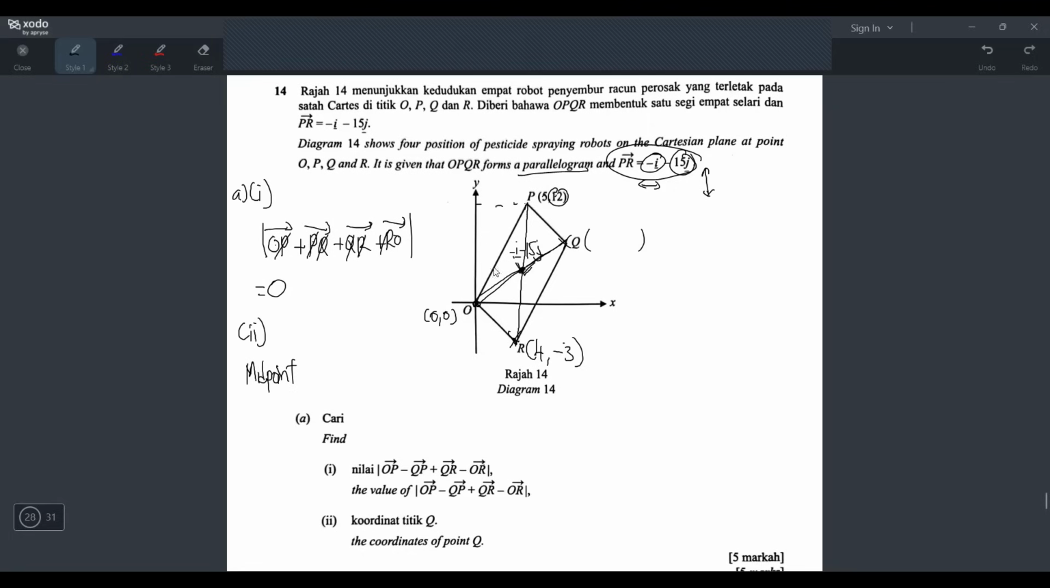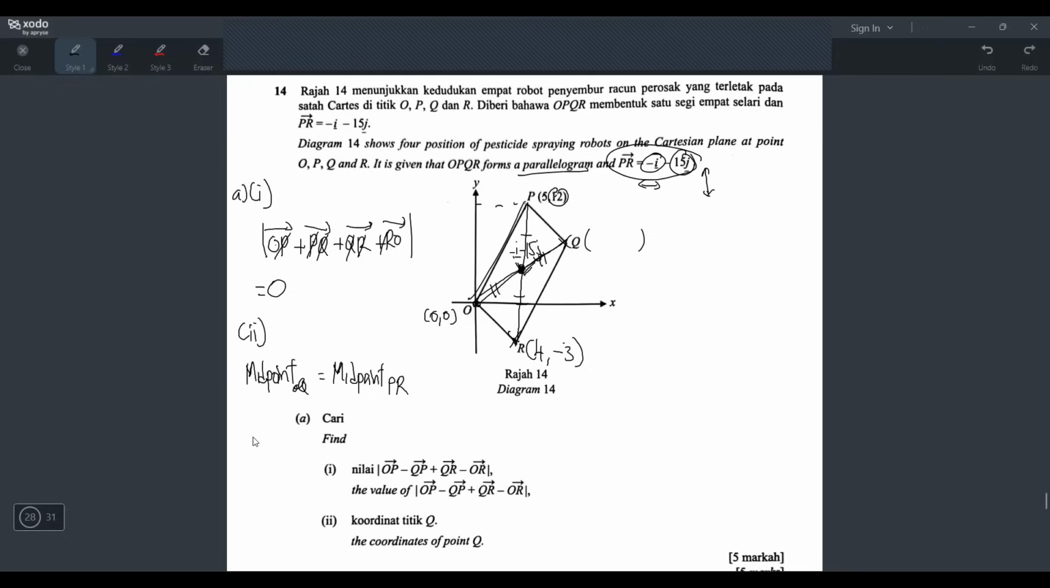But you can only do this if they mention parallelogram, because the diagonal OQ and the diagonal PR will intersect at the same point, and that point is the midpoint of PR, but at the same time it's also the midpoint of OQ. Okay, and then what you can do here is you take midpoint of OP equals to the midpoint of, it's not OP. If you do OP, it's wrong. It's actually midpoint of OQ. Sorry. Because if you do midpoint of OP equals midpoint of RQ, confirm wrong. Because the OP midpoint is here, the RQ midpoint is here. They are not the same, right? You have to take midpoint of OQ equals midpoint of PR.